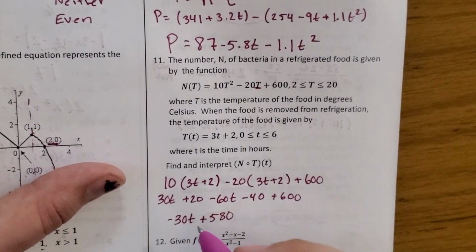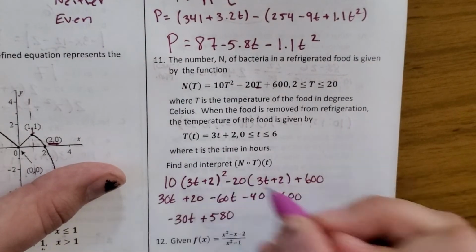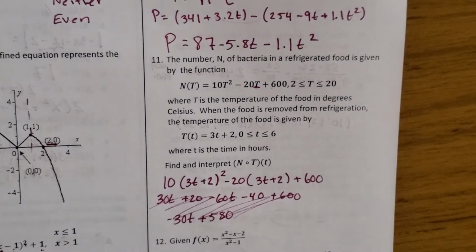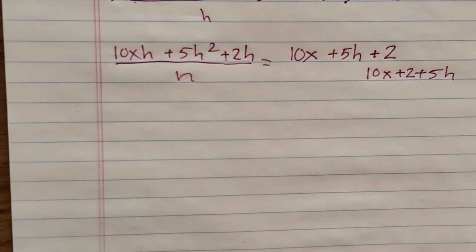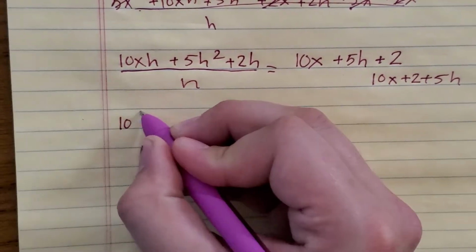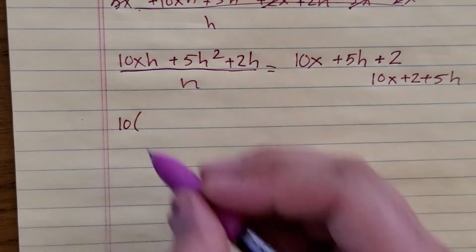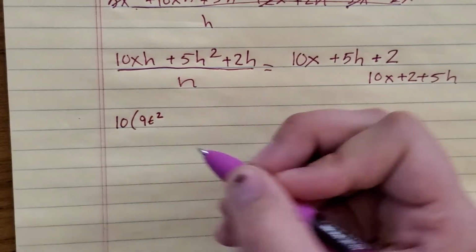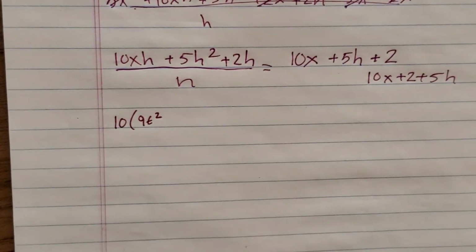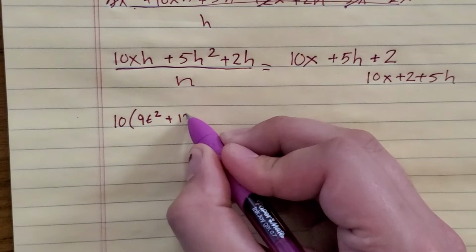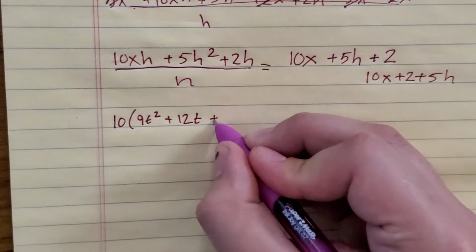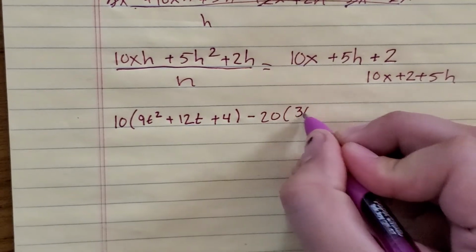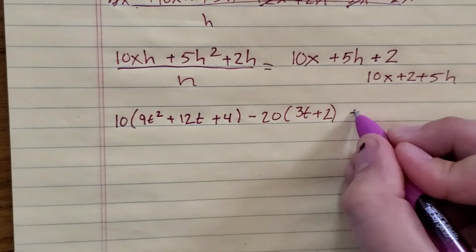Oh, hold on. What am I doing? This had a squared on it. Okay, hold on. Let me flip over to my paper because we're going to run out of room if I just do it on there. Sorry. Okay, so this was 10, and then I had 3t plus 2 squared. So that's going to give us 3t times 3t is 9t squared. 3t times 2 is 6t, and 2 times 3t is another 6t, so that's 12t. And 2 times 2 is plus 4. Then I have my minus 20 times 3t plus 2, plus my 600.